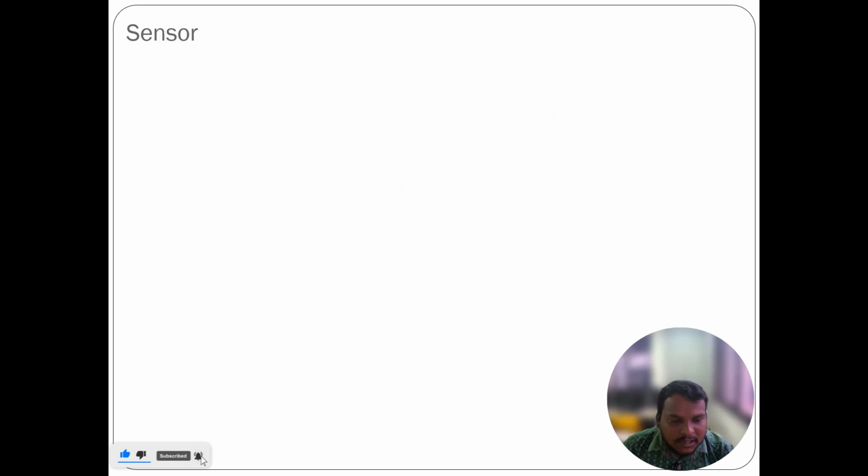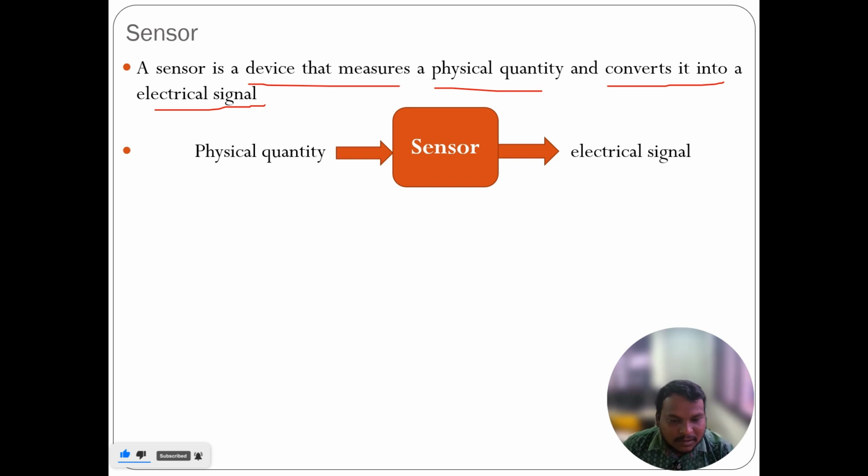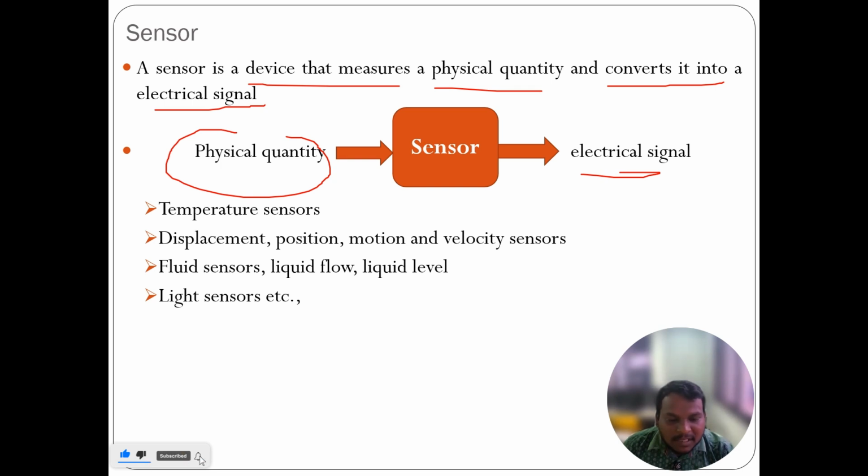What is a sensor? A sensor is a device that measures a physical quantity and converts it to an electrical signal. For example, a physical quantity is measured by a sensor and converted to an electrical signal. We'll see some examples: temperature sensors, displacement sensors, position sensors, motion sensors, velocity sensors, and fluid sensors, liquid flow, and liquid level sensors.